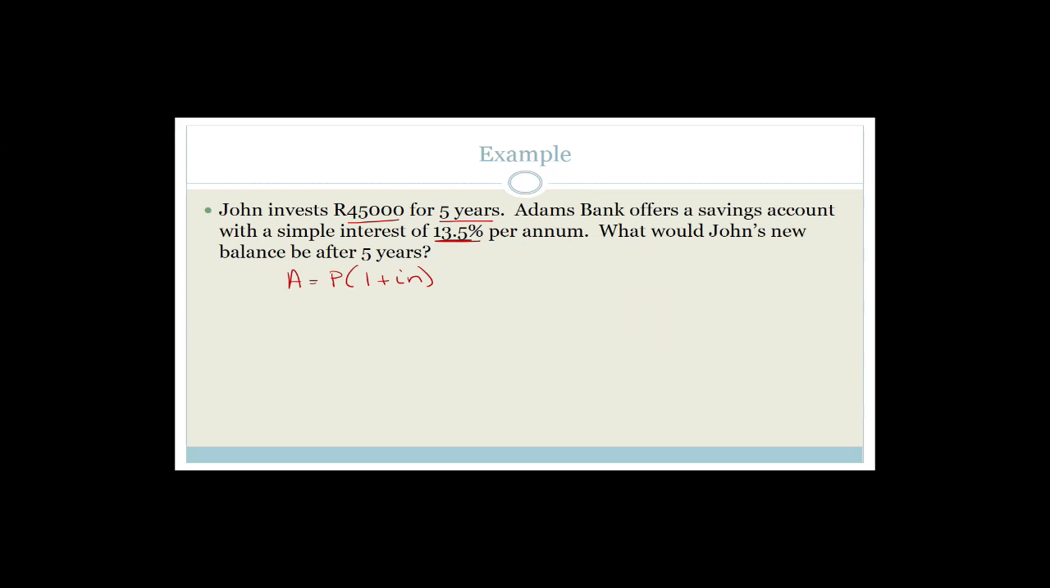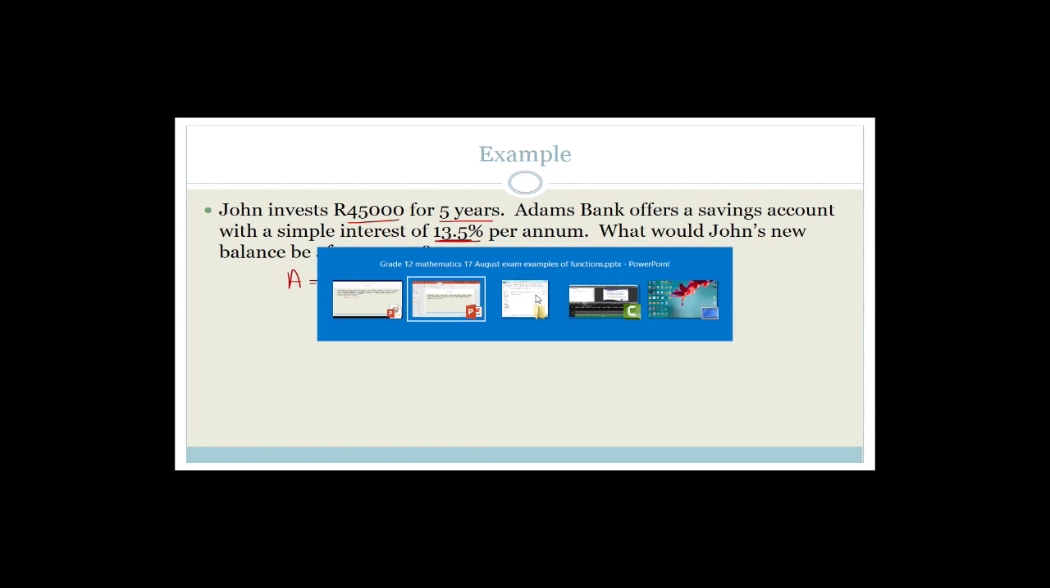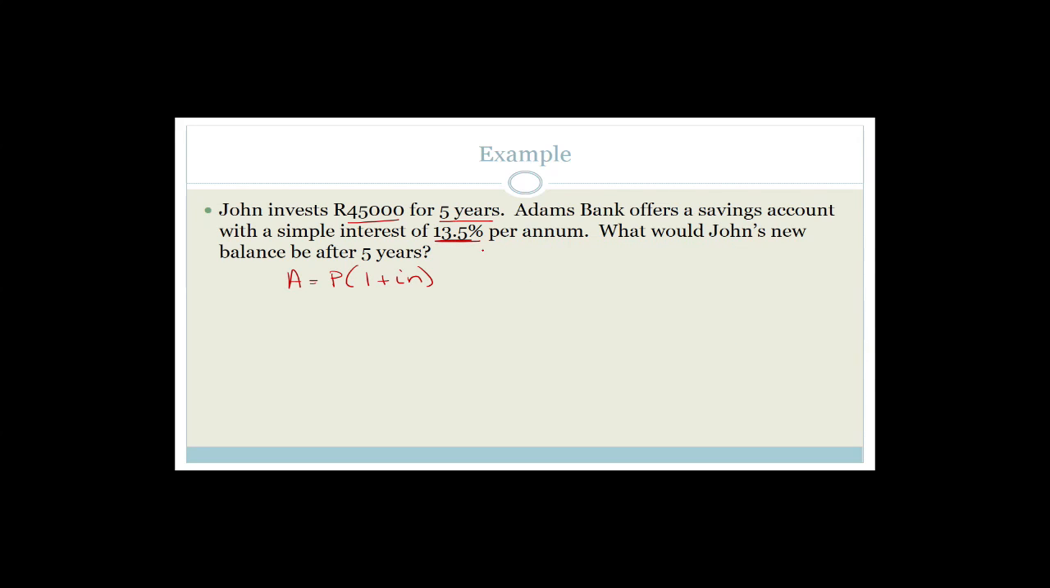They're telling us that, and the best thing to do with any of these questions, whether you're doing the easy questions or the trickier questions, is that you always, always, always write down all the information. So our principal is 45,000. I would always write down the information I'm given and then have a look at the equations, because sometimes it's not that easy to work out which equation you're going to be using until you've looked at the information you have and then realize what you want and how you can get it. So P is your principal, which is 45,000.